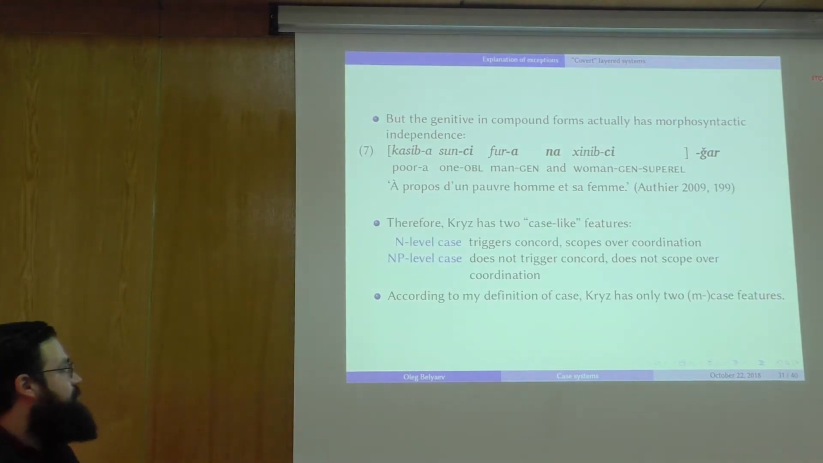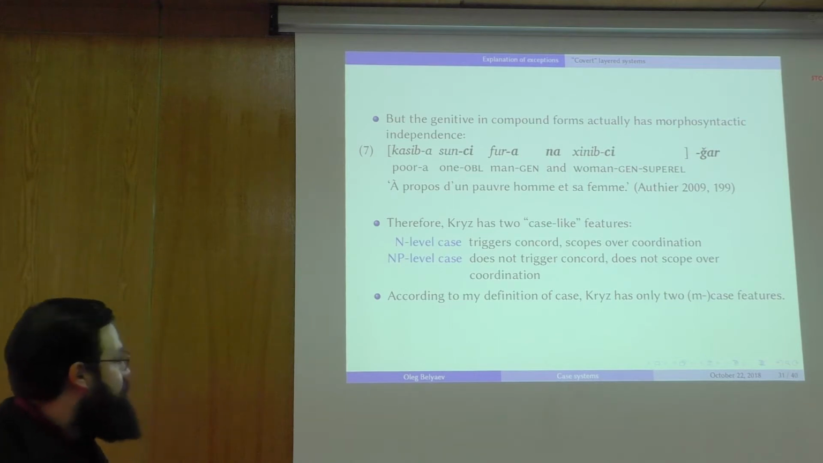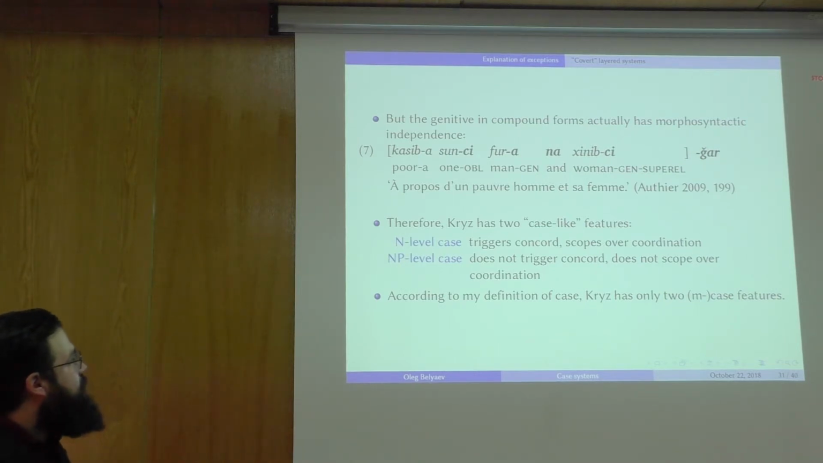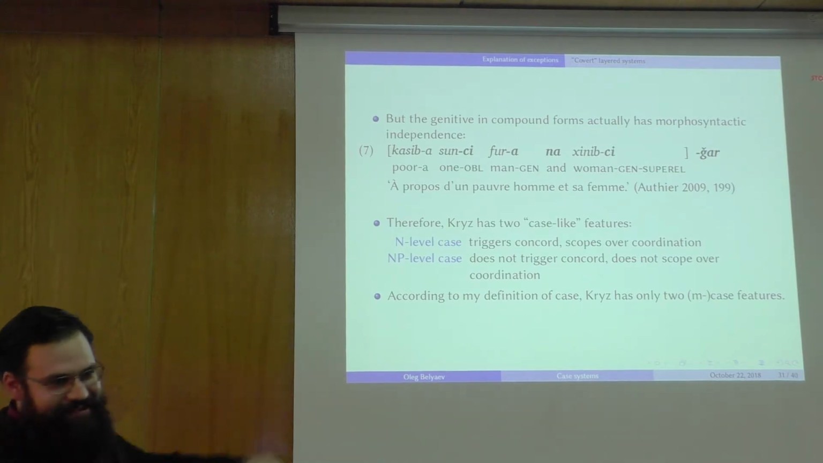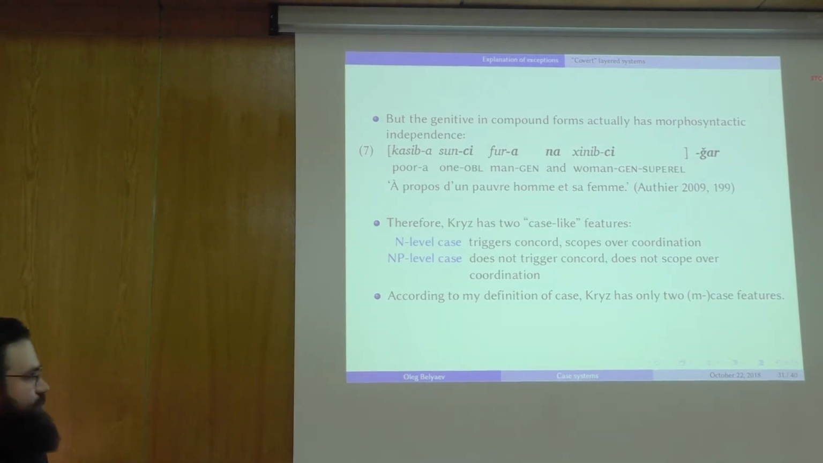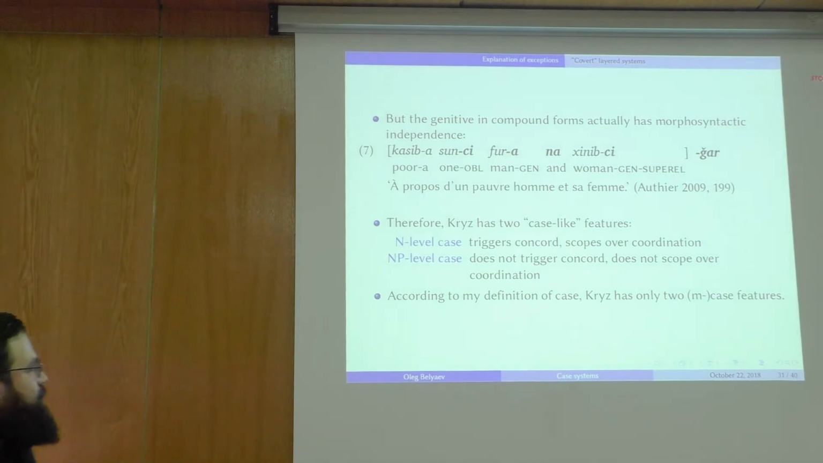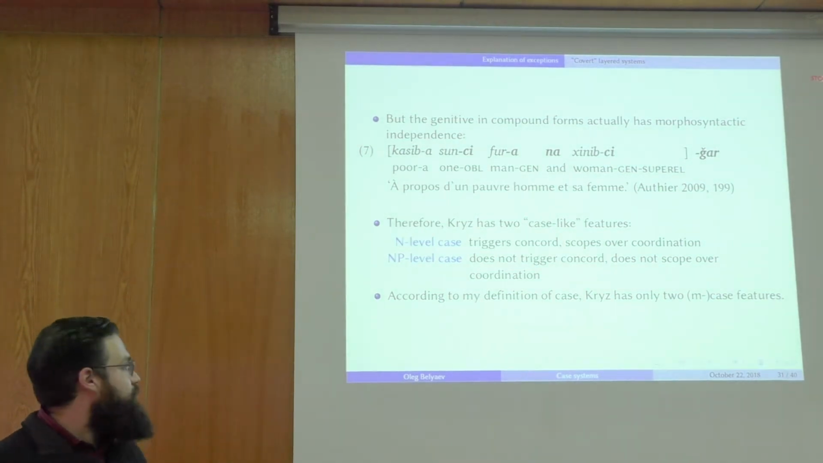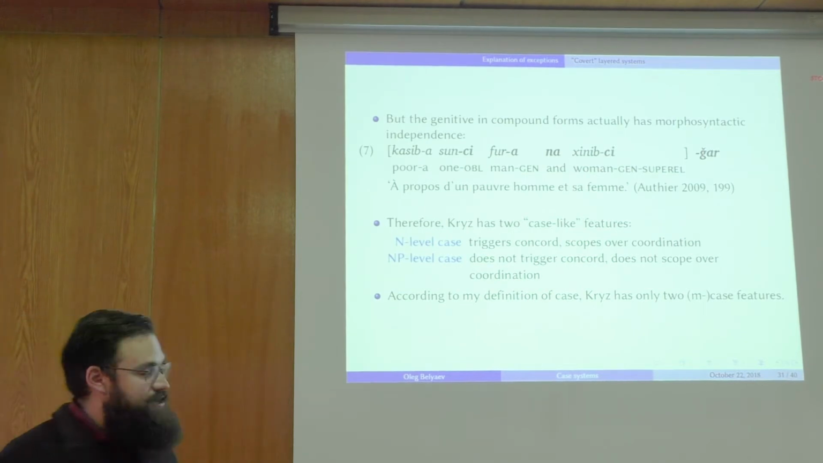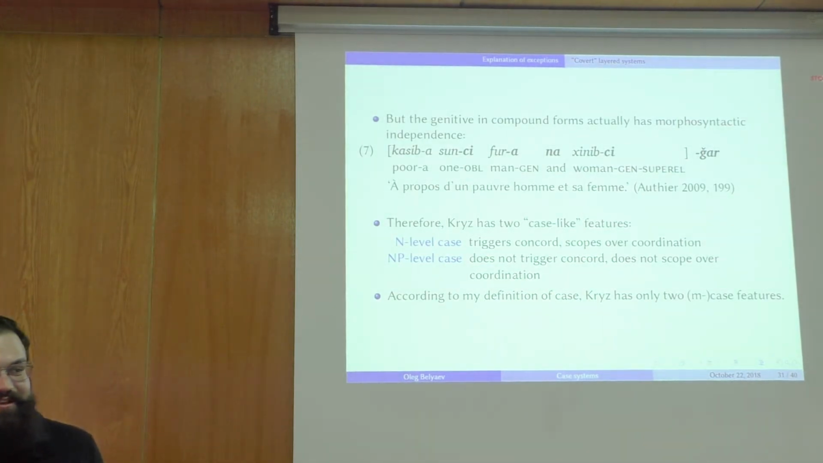Therefore, Krys has two case-like features: N-level case, which triggers concord and does not scope over coordination, and NP-level case, which does not trigger concord and does scope over coordination. I wrote it the wrong way around on the slide, it's a typo, right? So according to my definition of case, Krys is a two-case language. It only has two M-case features.